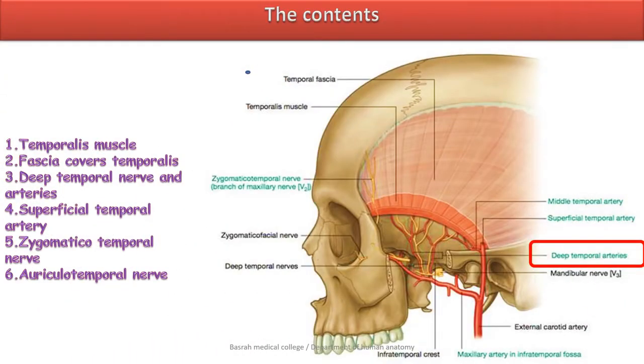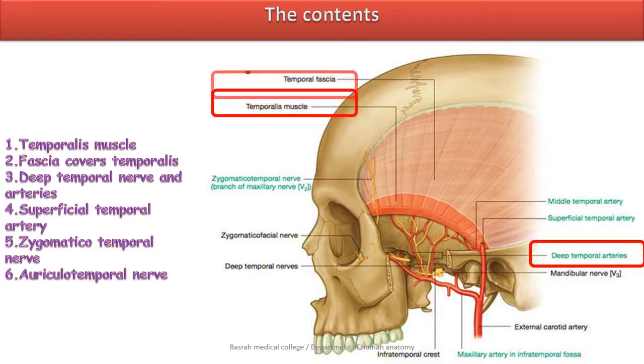The contents of the fossa are the temporalis muscle. First of all, the temporalis muscle, the fascia covering temporalis muscle.